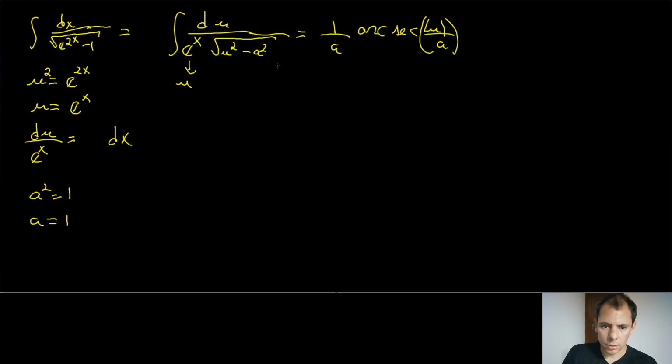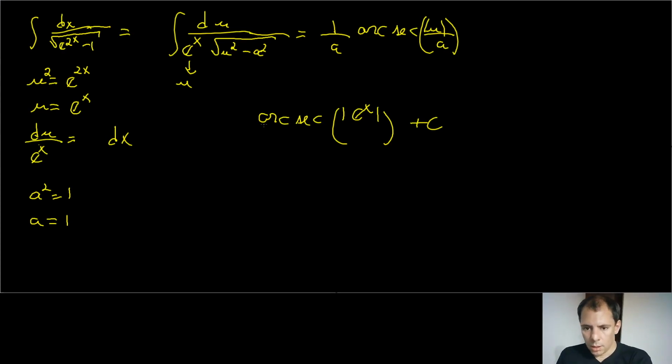Okay, so it's going to be 1 divided by a, which is just 1, arc secant of the absolute value of u. What is u? E to the x divided by a, which is just 1. So there you go. There's something else too. If you want to do arc secant of e to the x, you can, because e to the x is always going to be positive, so it doesn't matter if you put in the absolute value operator or not.